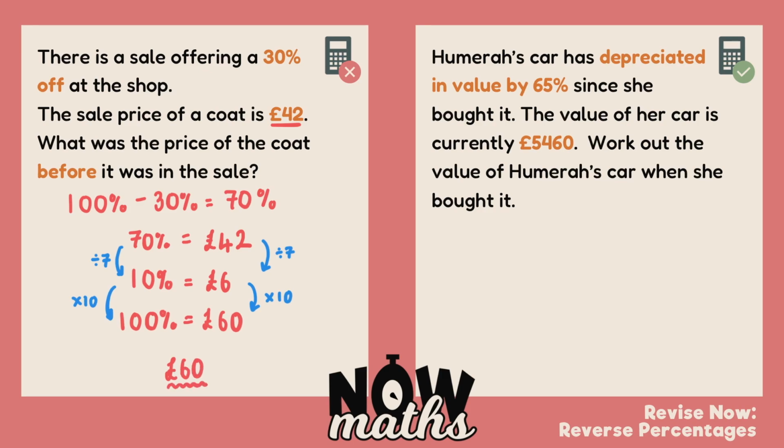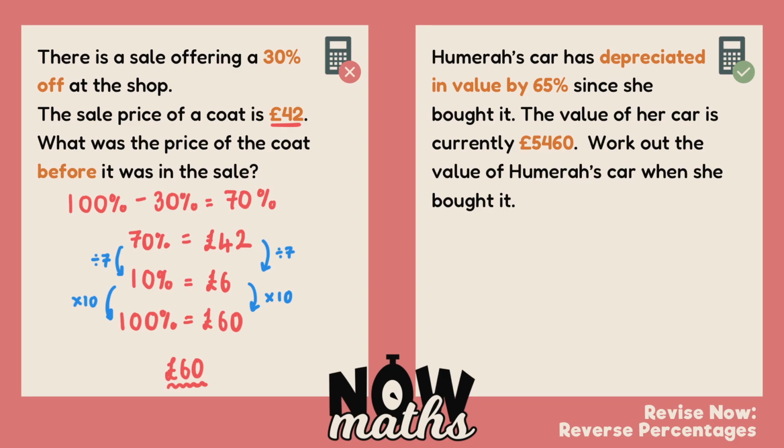Now we'll take a look at the question on the right hand side, and this time we can use a calculator, but we're going to try and keep the method fairly similar. So Humera's car has depreciated or decreased in value, and we know the current value of her car. We're then asked to work out the value of the car when she first bought it.